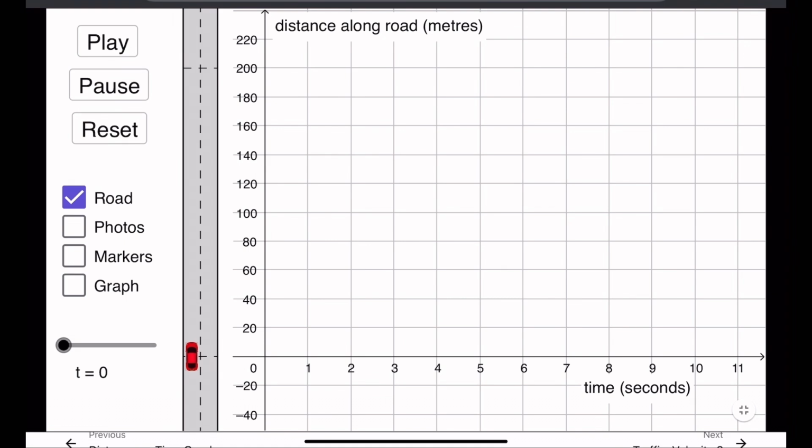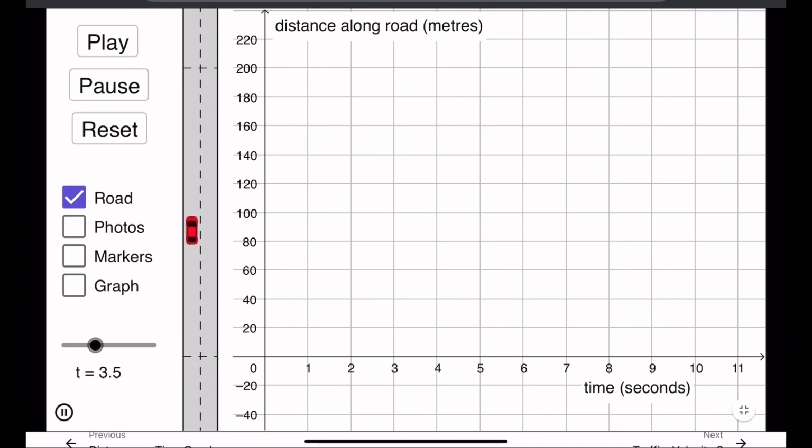Now let's take a look at this GeoGebra animation that has a distance time graph. So take note, the distance along road in meters is represented by the vertical axis, and time is on the horizontal axis, and the units are in seconds. I already enabled the road on the left of the graph, so we can see how the car travels from 0 to 10 seconds. I'm going to press play.